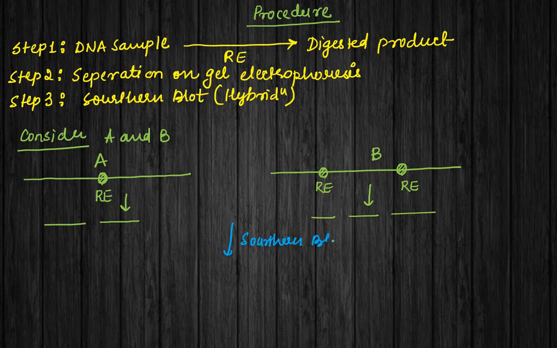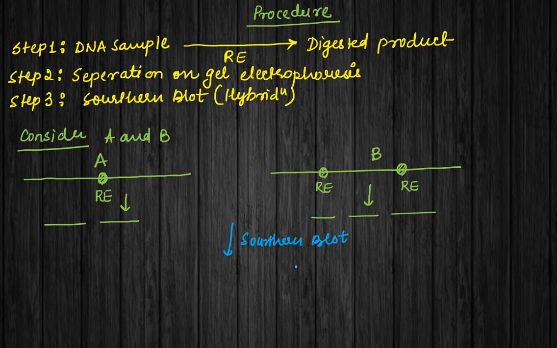Okay, Southern blotting. In Southern blotting there are different steps. First we have to run the DNA sample, that is the digested sample, on an agarose gel. Then we are going to get different bands. Then we have to transfer those bands onto a membrane. That is what is called the membrane transfer.